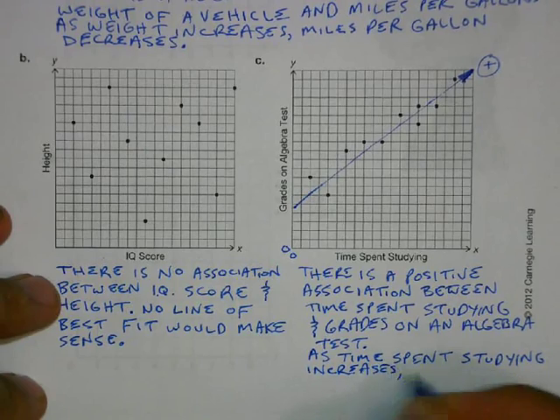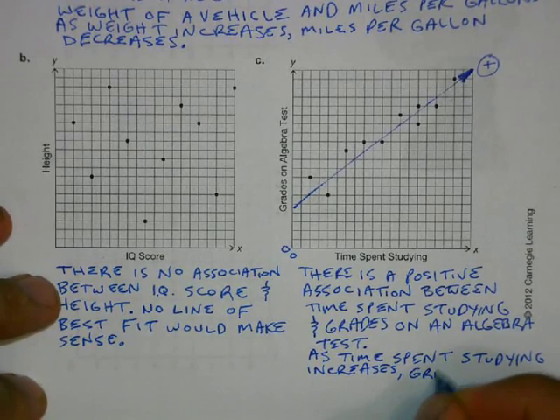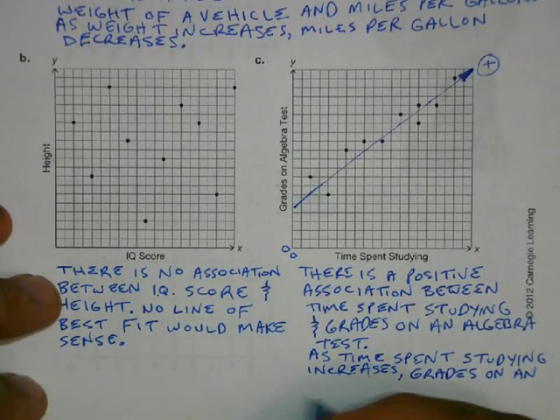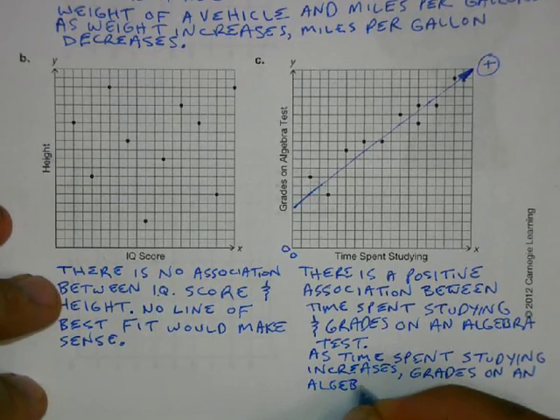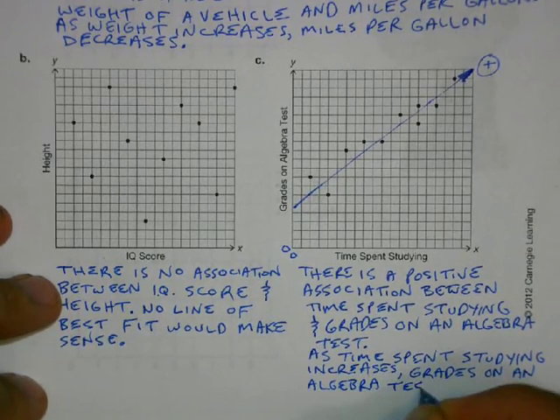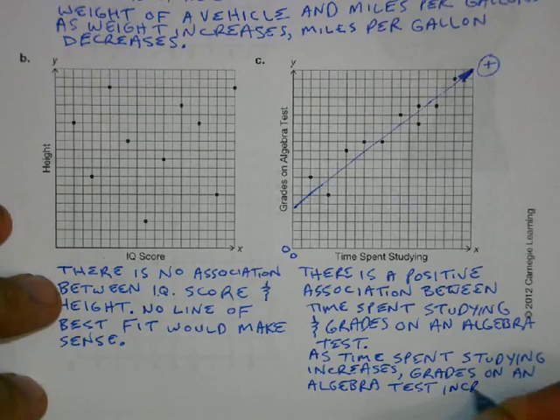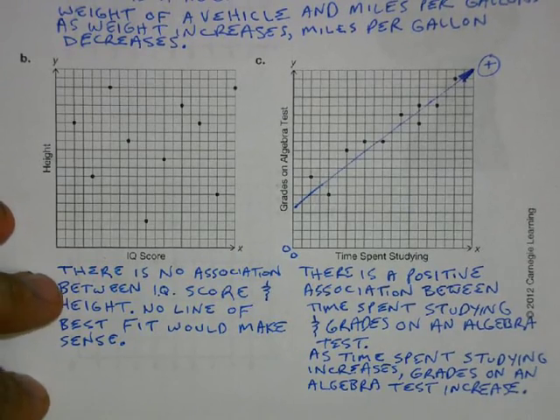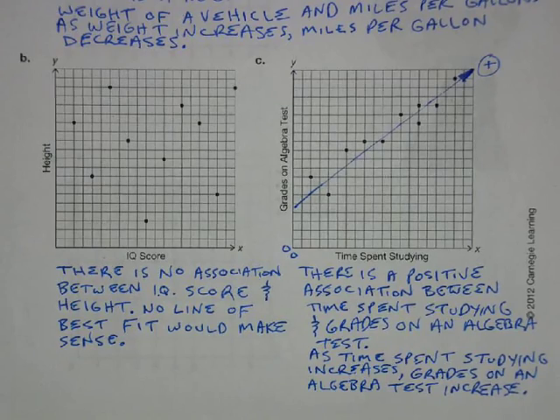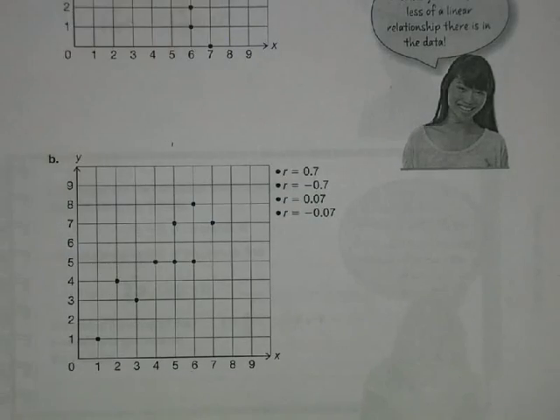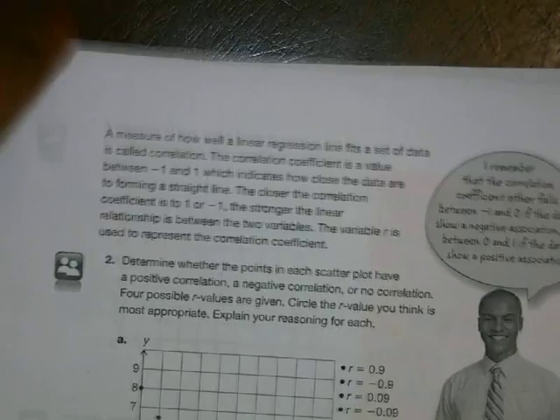Alright, so we're done with that page there. Let's go to the next one. Okay. Let's take a look at what's going on here. I'm going to move it down just a bit. A measure of how well a linear regression line fits a set of data is called a correlation. Okay, so we're talking about a linear regression line, and how well the linear regression line fits the data.